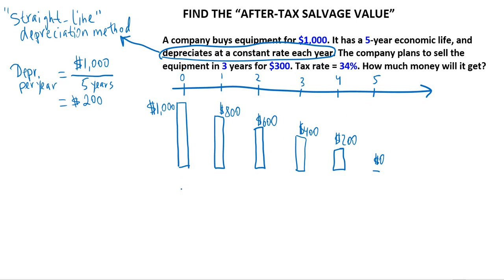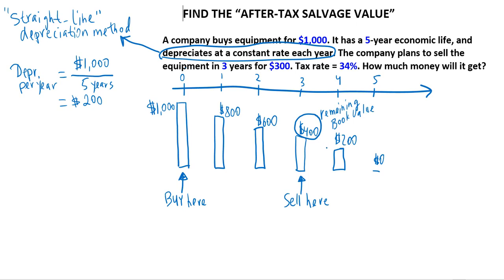So when are we buying the equipment? We are buying it here, right? We buy here. And when are we going to be selling it? After 3 years, right? So we sell it here. And so what's important is how much it's worth on the books in the accounting sense. It's going to be worth $400. This is the remaining book value.